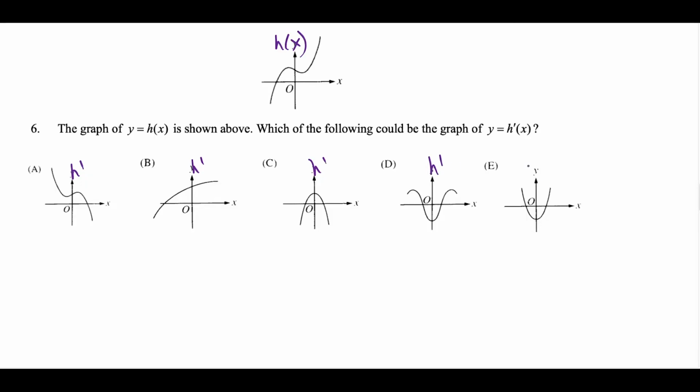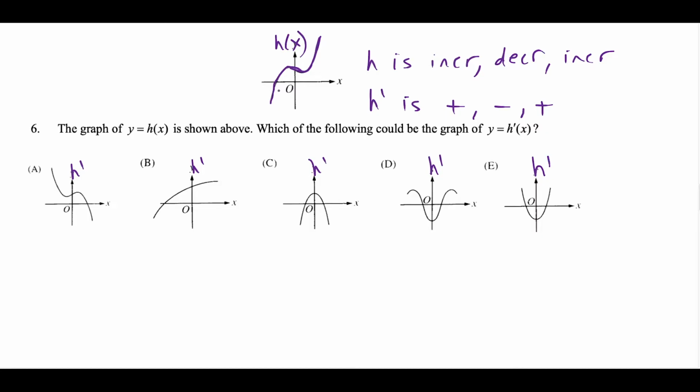And the trick to these questions is to use the idea that the derivative tells you if a function is increasing or decreasing. So what I first notice here is that h is increasing from here to here, and then h is decreasing from about here to here, and then h is increasing again. So what this means in derivative language is that h prime is going to be positive, negative, and then positive again. Because once again, the first derivative tells you if your function is going up or down. And if the function is increasing, that means your first derivative is positive.